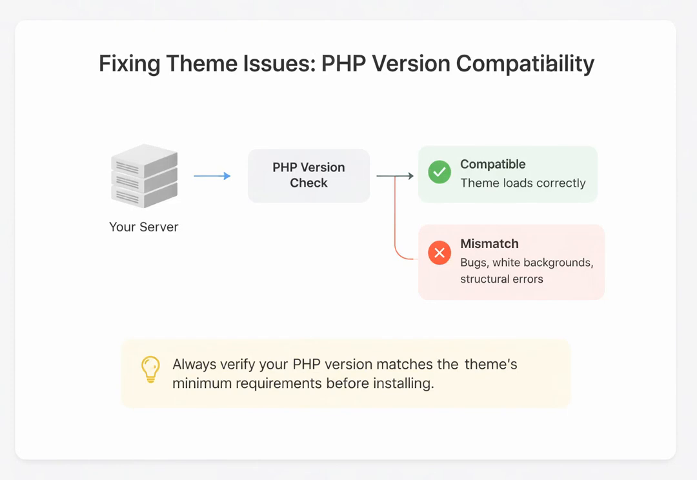One of the most common causes of theme-related bugs, especially white backgrounds and broken layouts, is a PHP version mismatch. PHP is the server-side scripting language that powers most WordPress and web-based themes. If your server is running an older version of PHP that the theme wasn't designed for, things will break in unpredictable ways. The fix is straightforward. Go into your hosting control panel, check which PHP version is active, and compare it against the theme's documented requirements. If there's a mismatch, update your PHP version. This single fix resolves a surprisingly large number of theme display issues.